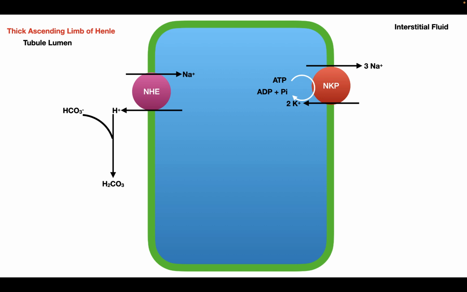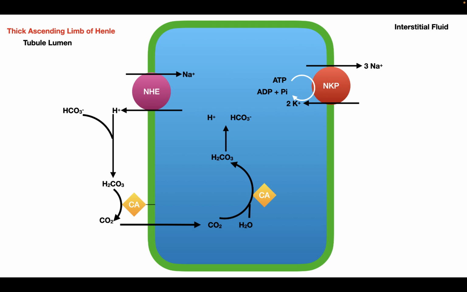Now, carbonic acid can be converted into carbon dioxide and water through the action of carbonic anhydrase. The carbon dioxide can then move into the cell through passive diffusion, and once carbon dioxide is in the cell, it can react with the water that is present inside the cytosol and form carbonic acid, and this reaction is going to be catalyzed by carbonic anhydrase. Carbonic acid will then dissociate into hydronium ions and bicarbonate, and the hydronium ions can be recycled back into the tubule lumen through the action of the sodium-hydrogen exchanger and through the proton pump, which uses the energy released by ATP hydrolysis to do this.